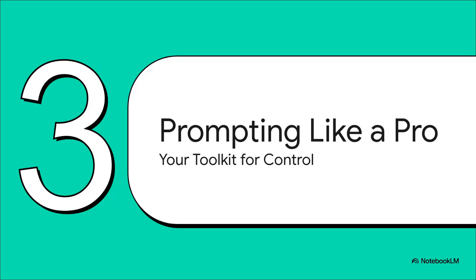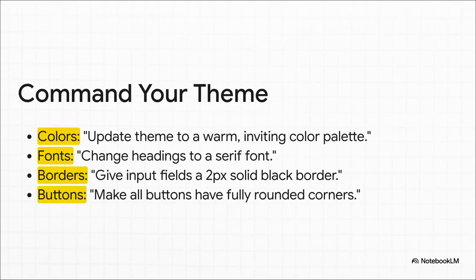Okay, so now that we get the big idea of iteration, let's get into some really practical tips from the official guide that are going to give you so much more control in your design conversation. This is the fun stuff. This is where you really get to be the art director. You can command the entire look and feel of your app. And get specific. Ask for a warm, inviting color palette or tell it to change headings to a serif font. You can even get down to the pixel level, like giving input fields a 2-pixel solid black border.